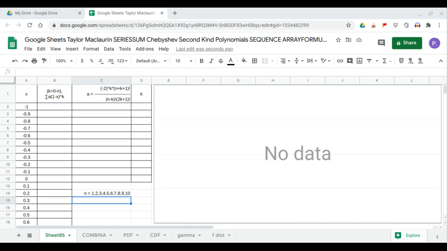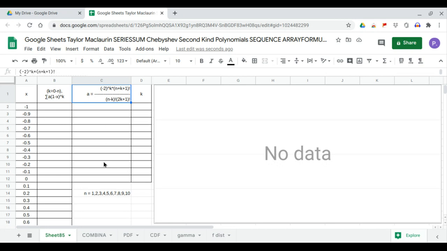This video will generate the trend line and the equation of the Chebyshev second kind polynomial. Our definition of the Chebyshev second kind polynomial is the summation of a times 1 minus x to the power k, where the value of a is the coefficient, which is negative 2 to the power k times factorial n plus k plus 1 all over factorial n minus k times factorial 2k plus 1.